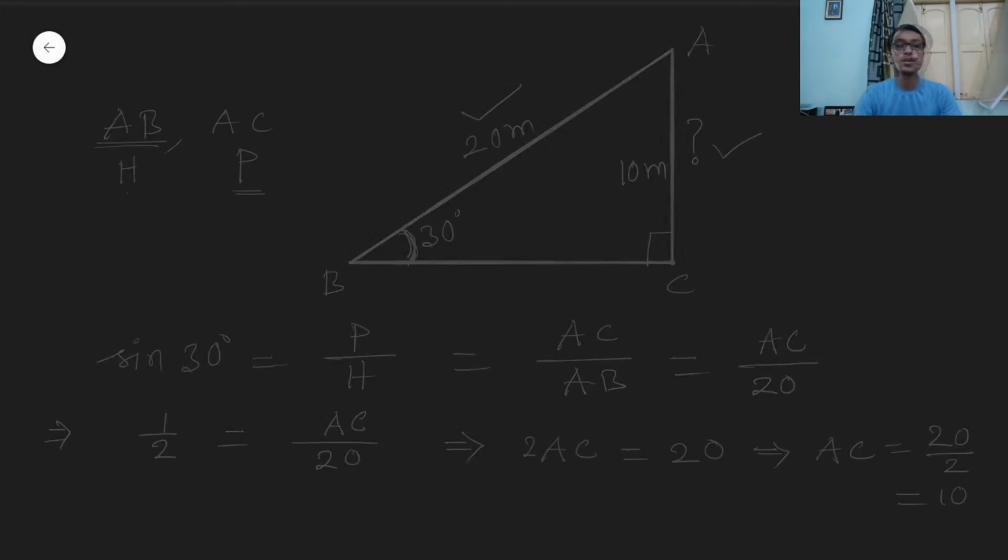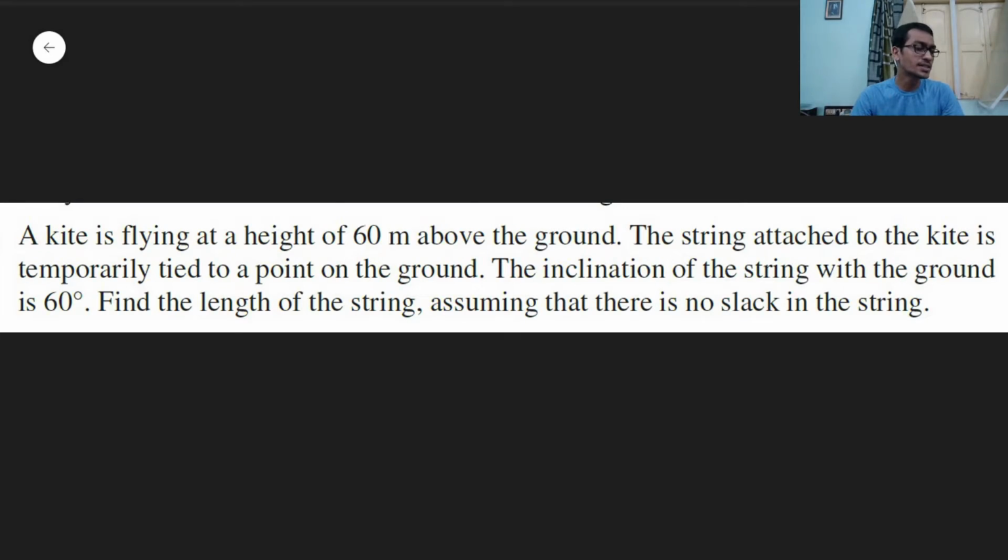Here is another problem. A kite is flying at a height of 60 meters above the ground. The string attached to the kite is temporarily tied to a point on the ground. The inclination of the string with the ground is 60 degrees. Find the length of the string, assuming that there is no slack in the string.